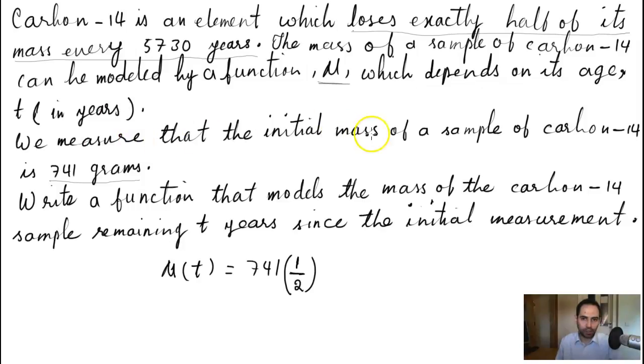We measure that the initial mass of a sample of carbon-14 is 741 grams. So the initial mass is 741 grams as we measured it. Now write a function that models the mass of the carbon-14 sample remaining t years since the initial measurement.